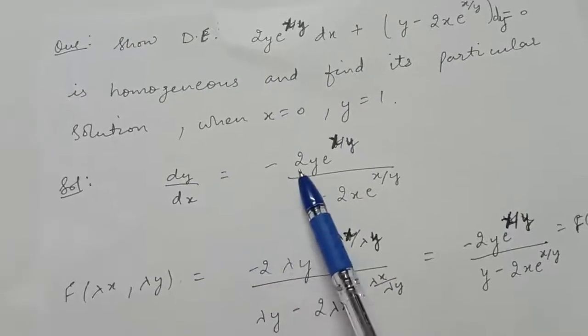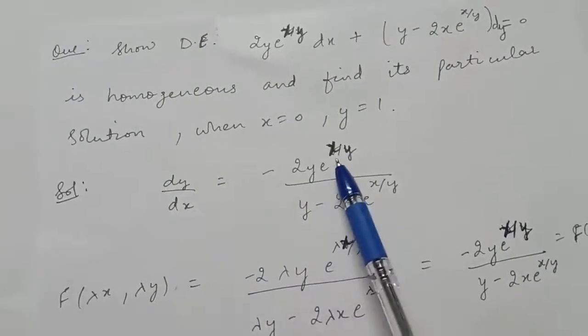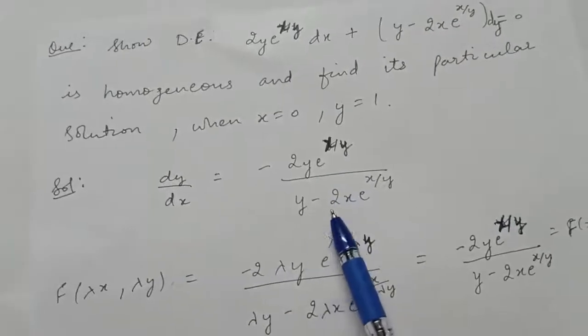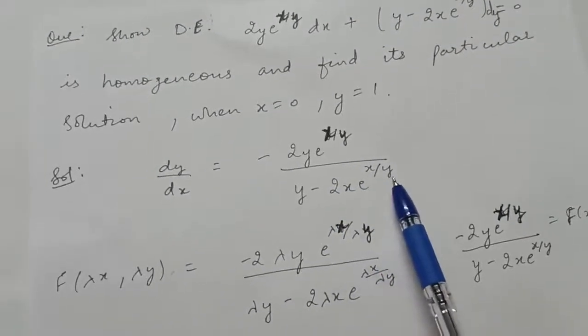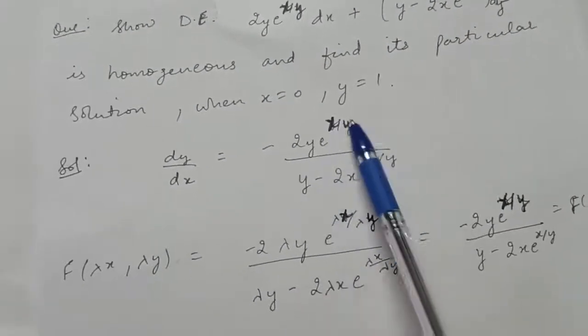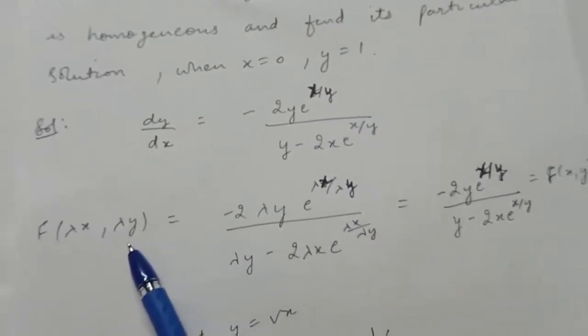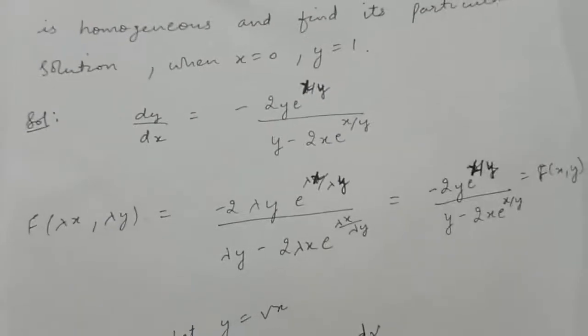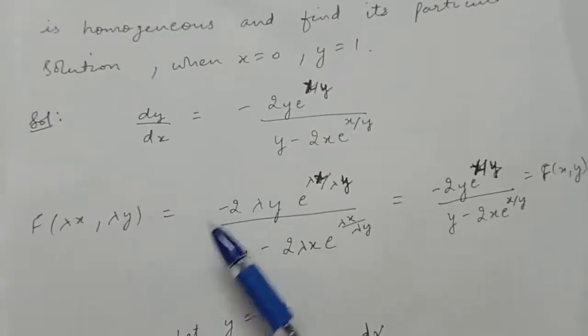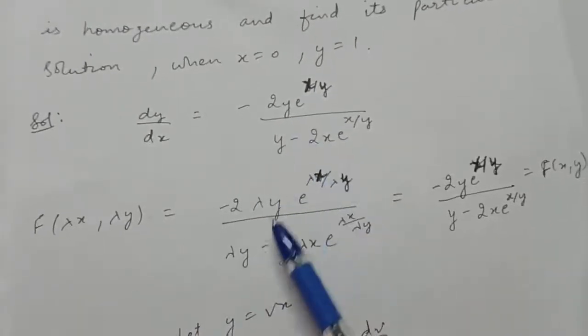It will be minus 2y e raised to the power x by y upon y minus 2x e raised to the power x by y. Now this is the function f(x,y). Check if it is homogeneous of degree 0 or not. For that, take f of lambda x, lambda y. In place of x, y, just put lambda x, lambda y.